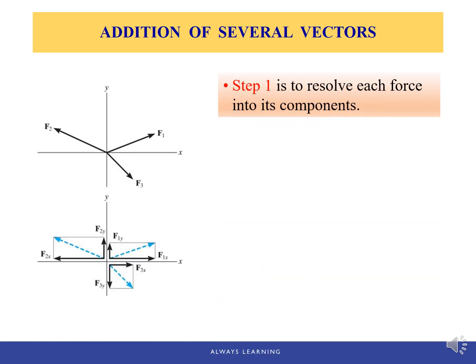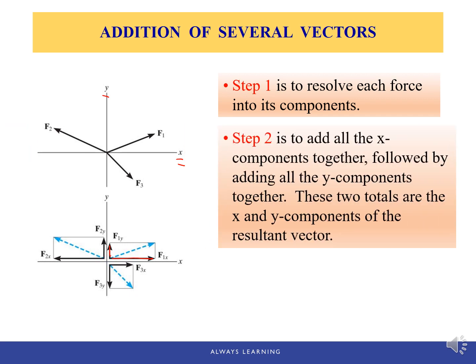To find the resultant vector, we usually take several steps. So in this example, we have three force vectors, F1 to F3. To find the resultant vector or the resultant force, first we need to resolve each force into its components. So here again, we have a 2D, right? We only have x and y axis, so the components will be rectangular components. Each force can be resolved into two components. One component along the x direction, another component along the y direction.